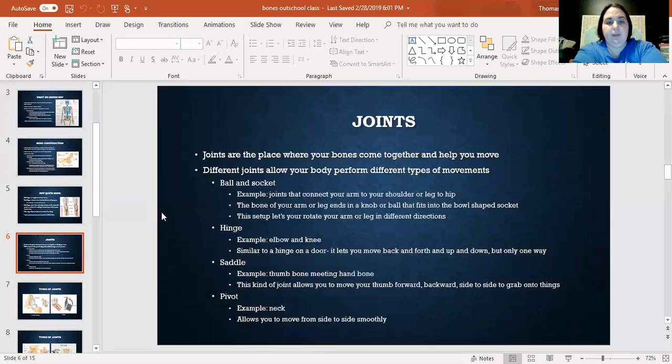We also have joints, which are the place where your bones come together and help you move. The different joints allow your body to do different types of movements. So you have 4 major types of joints. The first one is ball and socket. These are what are connecting your arms to your shoulder and your leg to your hip.